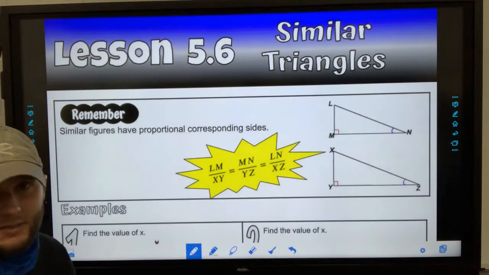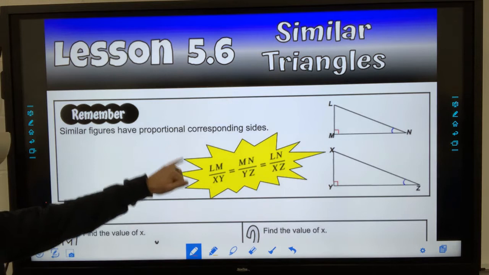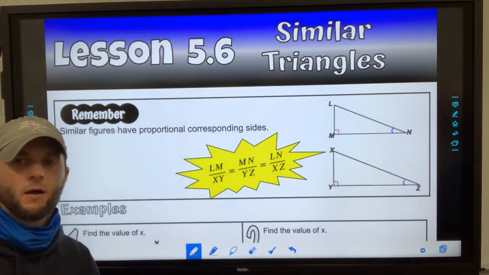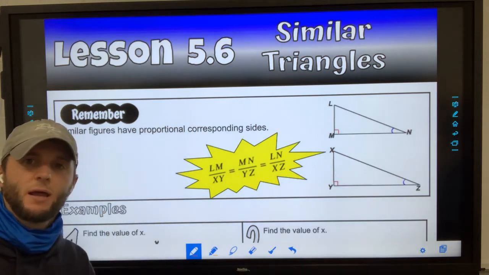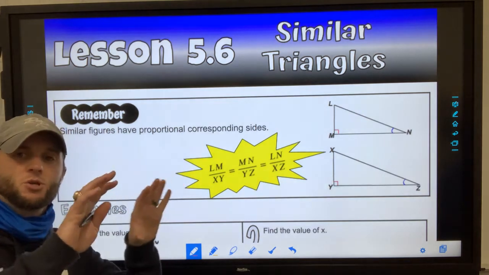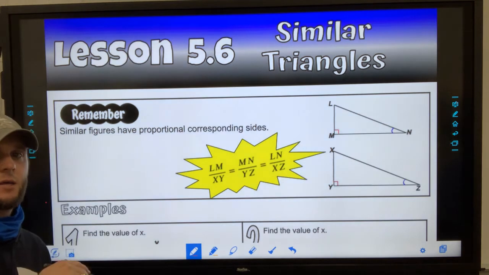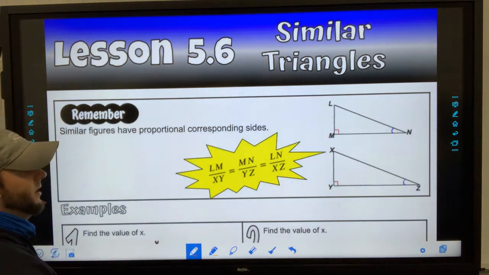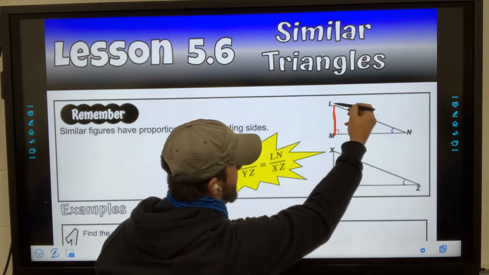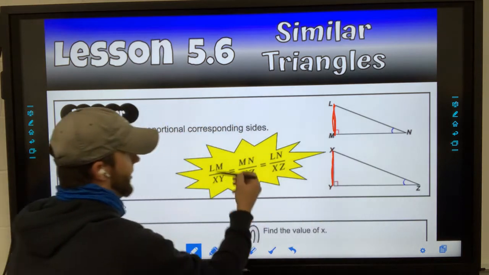The first thing I want you to remember is that similar figures have proportional corresponding sides. That means the matching sides on both triangles are proportional to each other. So we can set up a proportion, meaning two fractions next to each other, to cross multiply and solve for a missing side. For instance, on this triangle, side LM corresponds to XY, so we can set them in a proportion.